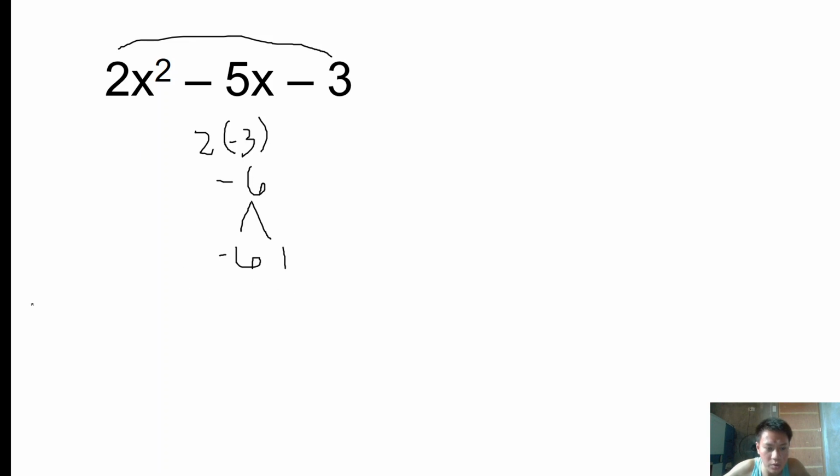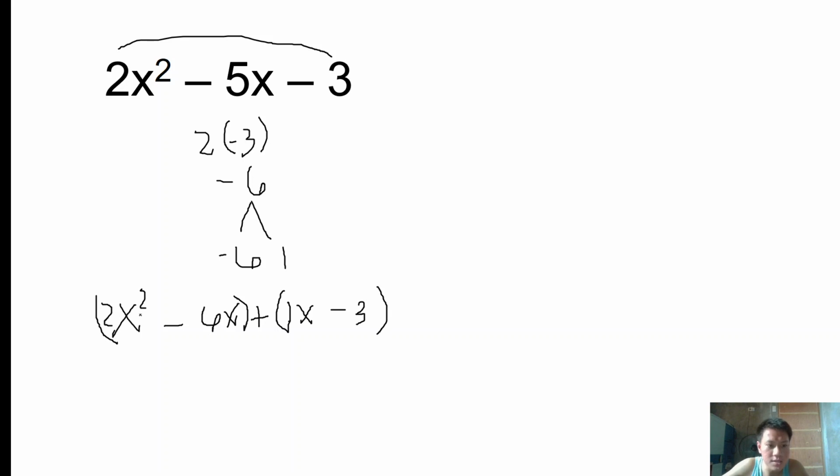And then, we're going to express it as 2x squared minus 6x plus 1x or x na lang minus 3. By the way, negative 6x plus 1x is also negative 5x. So that means magkamukha lang sila. Then we are going to factor it by grouping. Okay. Gugroup natin to and then i-group din natin itong dalawa.